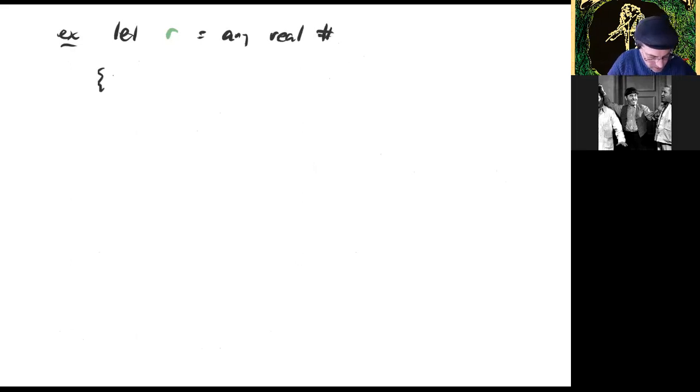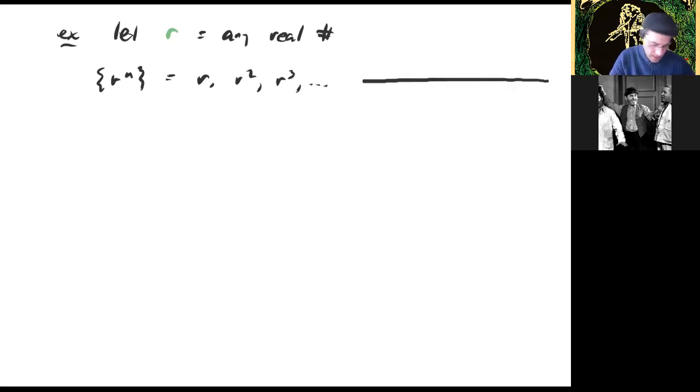Okay, so let's do another example. This next example is actually kind of important. Let R be any real number, and let's compute what happens to the limit of the sequence of taking powers of R. So this would be the sequence R squared, R cubed, etc. The answer is going to depend upon what value R is on the number line.